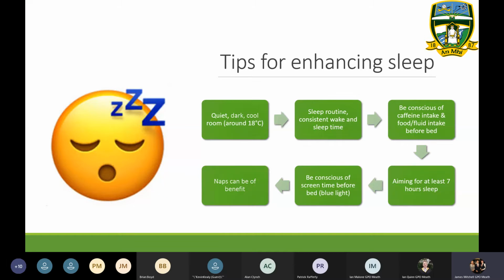It could be flashing throughout the night, and that can disrupt you as well. So a quiet, dark, cool room is going to give you your best results and get you into a deeper sleep quicker.